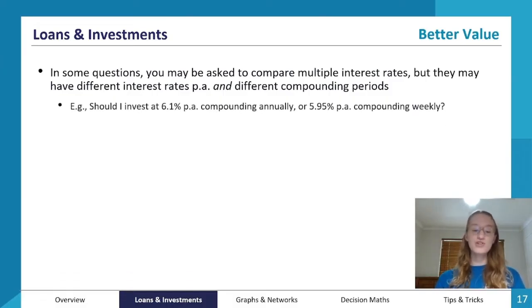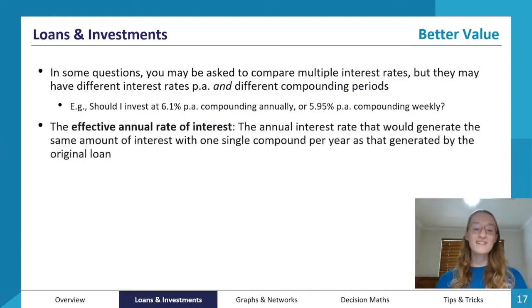So for example, should I invest at 6.1% per annum compounding annually, or should I invest at 5.95% compounding weekly? Well, this first option looks better because it's got a higher interest rate, and I know that a higher interest rate means I'll get more money back on my return. But I also know that more frequent compounds per year means I'll get more money back on my investment. So should I choose this option because it's got more compounds? Because we have different rates of interest and different numbers of compounds per year, it's really difficult to know which option to choose.